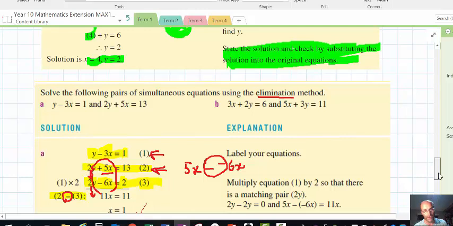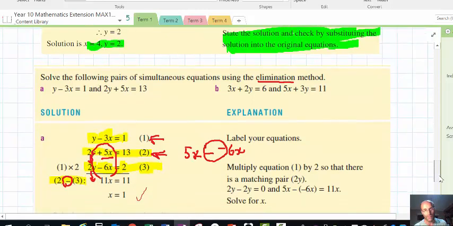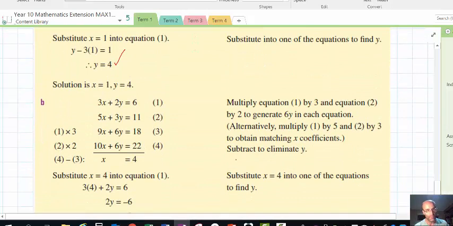This last one here, we've got 3x plus 2y equals 6 and 5x plus 3y equals 11 in part B. These are the hardest ones of all because the matching pairs don't come easy. You actually have to multiply both equations by something to get something common. And if we multiply, these ones need the most practice. If we multiply equation 1 by 3 and equation 2 by 2, we do get a 6y, and then we can subtract and eliminate the y's. It doesn't matter whether you eliminate x or y, as long as you eliminate one of them.